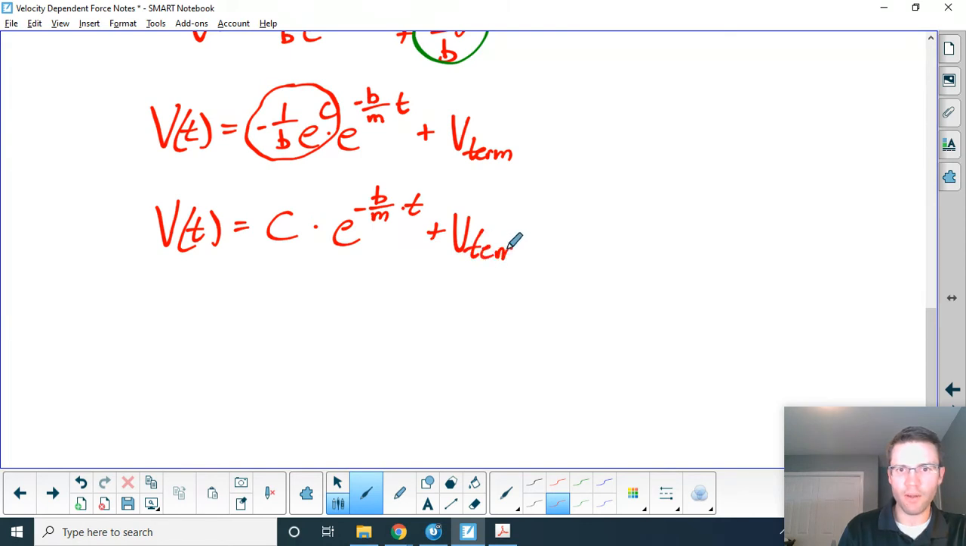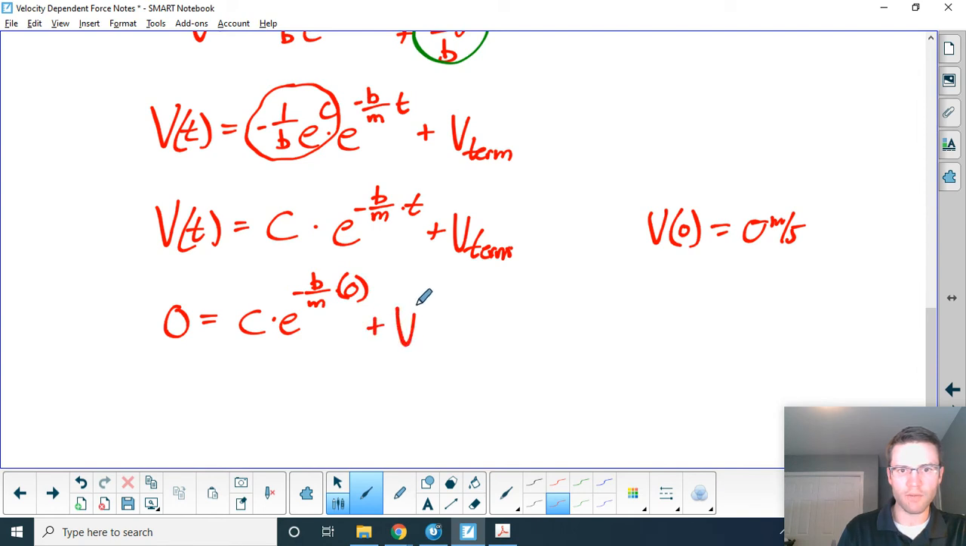How do we figure out what c is? We need to know an initial condition. And our initial condition for an object that gets dropped from rest at time t equals 0 is 0 meters per second. So we plug in 0 for t, and we have 0 on our velocity side, so 0 equals c times e to the negative b over m times our velocity 0 occurs at time t equals 0, so we plug in 0, plus v term.